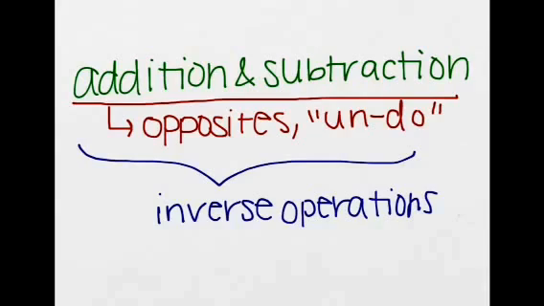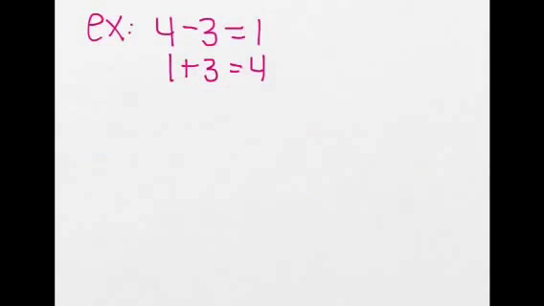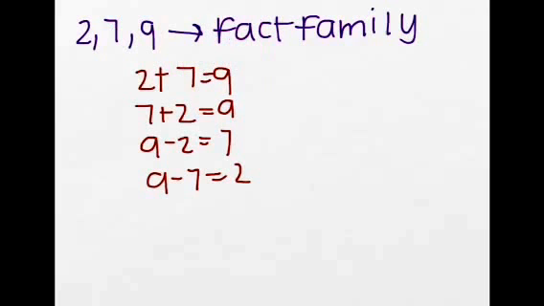So now let's talk about the relationship between addition and subtraction. They're basically opposites, and they undo each other. So they are called inverse operations. For example, we have 4 minus 3 is equal to 1, and this is our subtraction, but we could have also done 1 plus 3 is equal to 4, which is addition. So this is a great example of the relationship between addition and subtraction. They both use the same numbers, they just switch it up, but they're different signs and procedures.